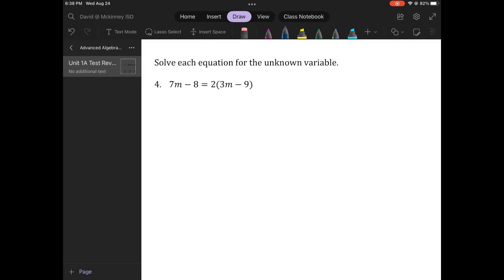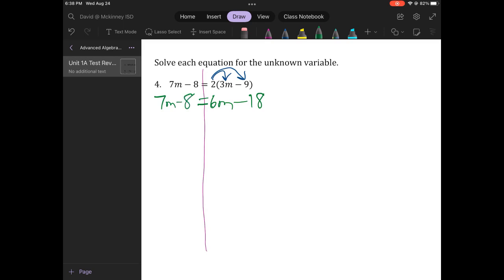I use the distributive property to move the 2 that's in front of the parentheses on the right side into the terms that are inside the parentheses. I have my line down the middle, and the first step that I'm going to do is take 2 times 3m, because I want to simplify the right-hand side of the equation before I move anything around. When I take 2 and multiply it by 3m, what I will get is 6m. Now I'm going to multiply 2 times negative 9 and get negative 18.